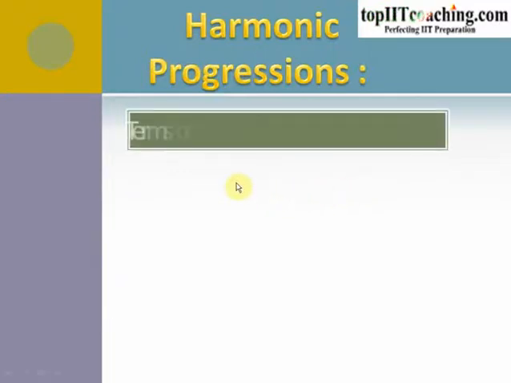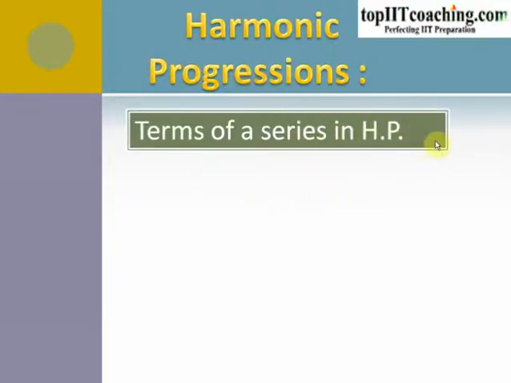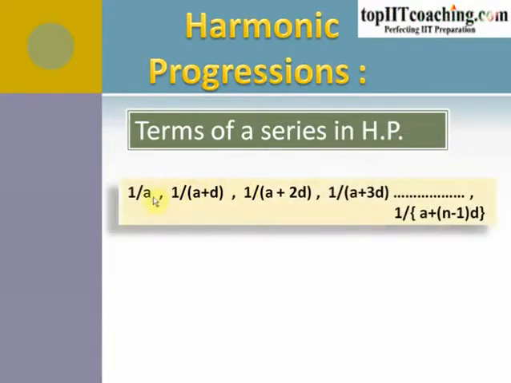Now, let's see the terms of a series in HP. HP is harmonic progression. What is a general term in HP? 1 by a, 1 by a plus d, 1 by a plus 2d, 1 by a plus 3d, up to 1 by a plus n minus 1 into d are the terms of a series in HP.